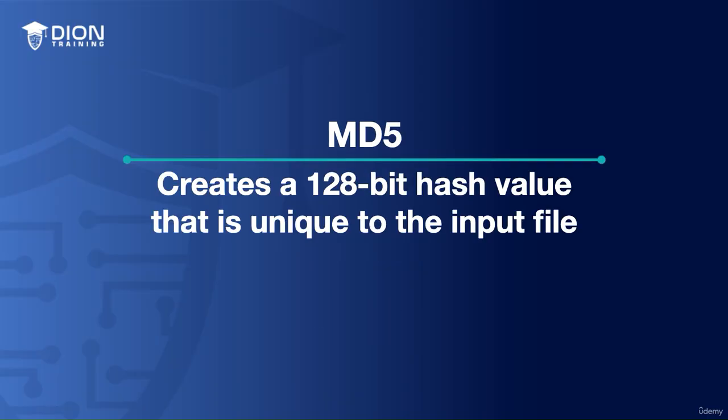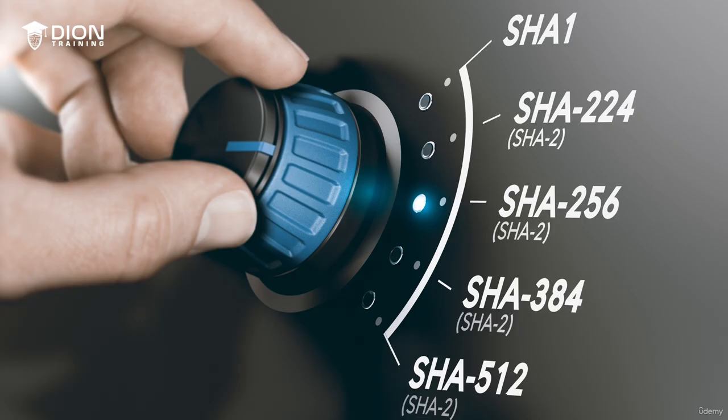First, we have MD5, which is by far the most popular and widely used hashing algorithm over the past few decades. Now, the MD5 algorithm is going to create a 128-bit hash value that is unique to the input file. Unfortunately, because the hash value being output is only 128 bits long, it can only create a limited number of unique values, and this can lead to two files having the exact same resulting hash digest, which we call a collision.